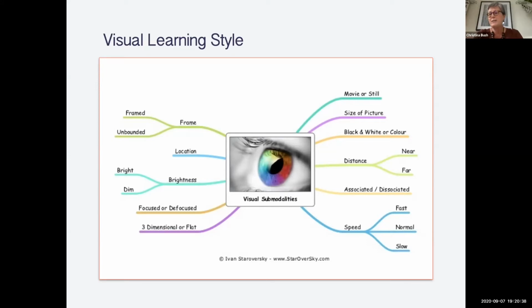So we'll come back to some of that language in a minute, because a lot of the language that's embedded into this image is really important. So Caro, if we can go on to the auditory then.